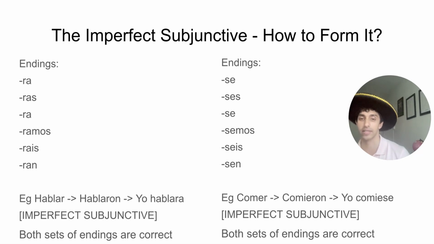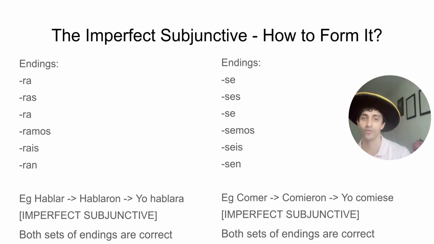And then you'd put the correct imperfect subjunctive ending instead. If you want the I form of the imperfect subjunctive, that ending is just ra, the first one here. So that would become hablara, or yo hablara, in the imperfect subjunctive. And it's important to note that both sets of endings given here on the screen are actually correct and can be applied to form the imperfect subjunctive correctly.